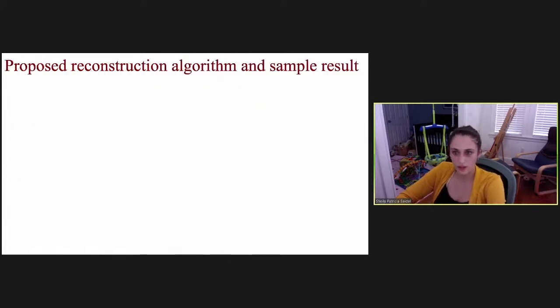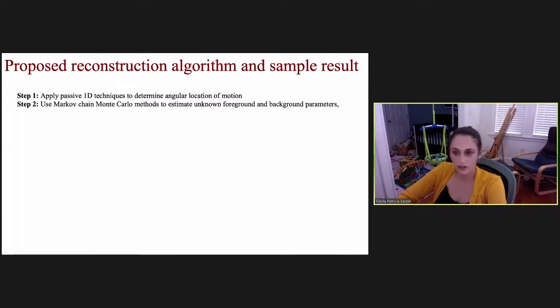Okay, so using this very noisy and challenging synthetic data, we can test our proposed reconstruction algorithm. Our first step is to apply passive 1D techniques to determine the angular location of motion in the hidden scene using the techniques I talked about earlier in this talk. Our second step is to use Markov chain Monte Carlo methods to estimate the parameters that describe the foreground and background regions that have changed.